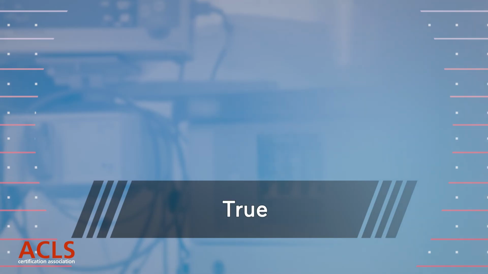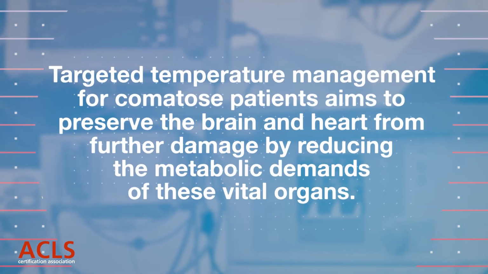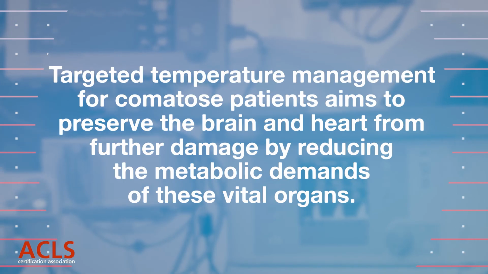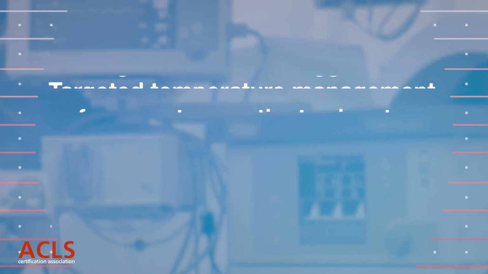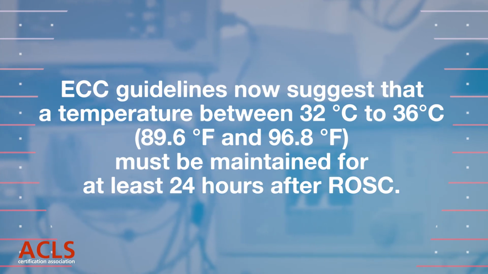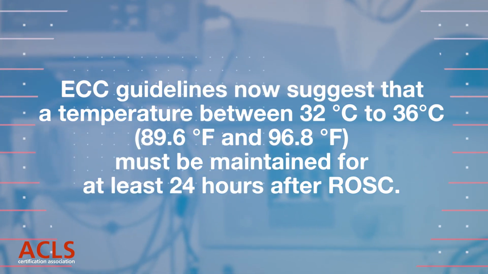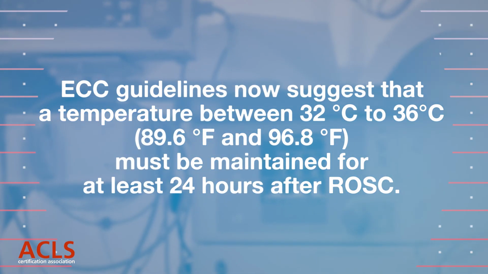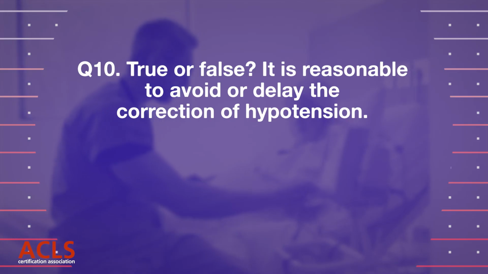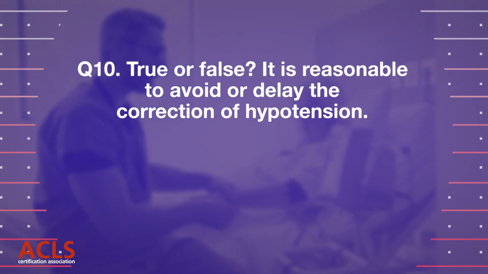Correct answer, true. Targeted temperature management for comatose patients aims to preserve the brain and heart from further damage by reducing the metabolic demands of these vital organs. ECC guidelines now suggest that a temperature between 32 degrees Celsius and 36 degrees Celsius must be maintained for at least 24 hours. True or false, it is reasonable to avoid or delay the correction of hypotension.